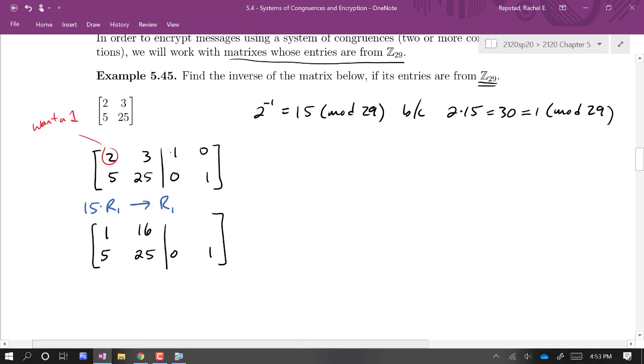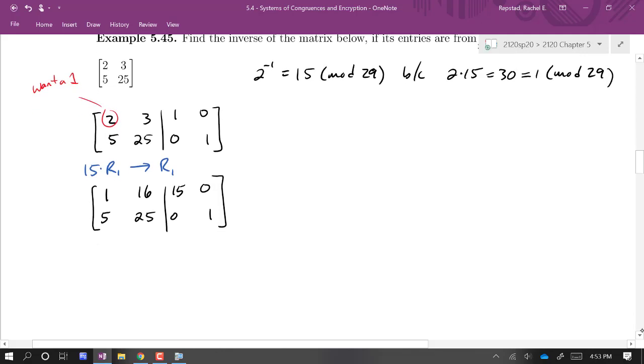The next one, 15 times 1 is just 15. I definitely don't need the program to do that. Okay, so we got a 1 where we want it. The next goal is to get a 0 here. The way I'm going to get a 0 is to subtract 5.